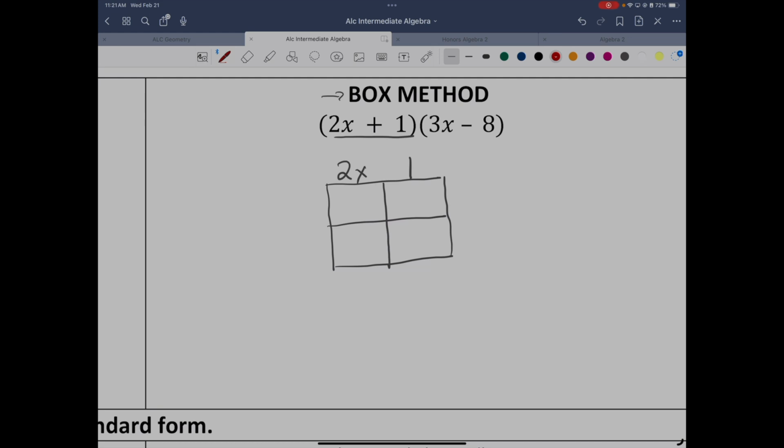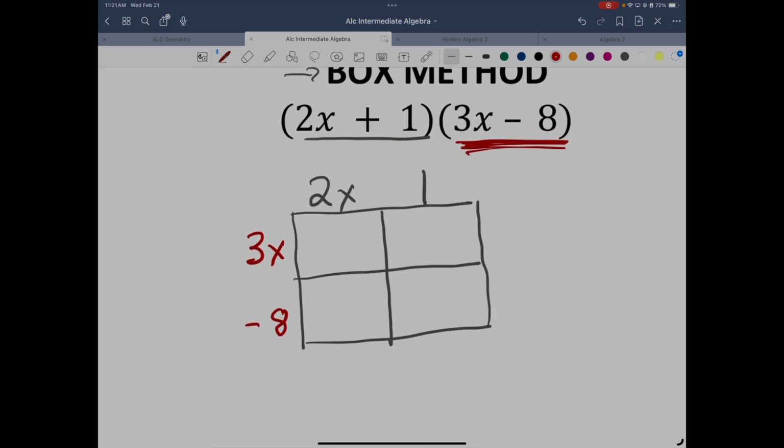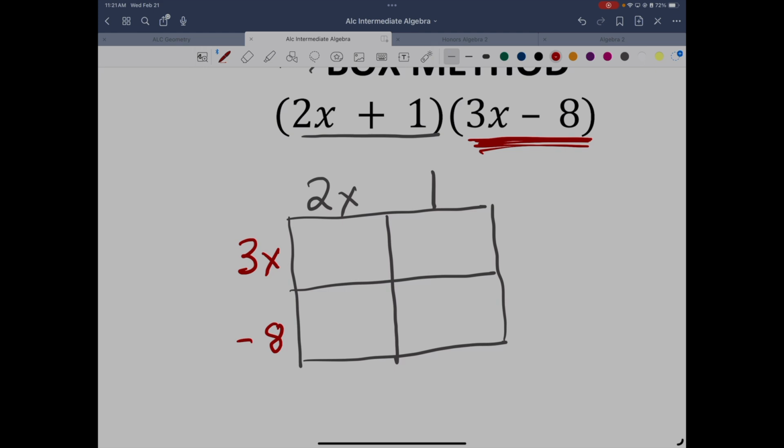So I'm taking that along the top. I'm going to take this 3x minus 8, and I'm going to put the 3x here, and I'm going to put the negative 8 there. So I've got this box that's created with my binomials. Because this was negative, I wanted to bring the negative along. So now how this is done.